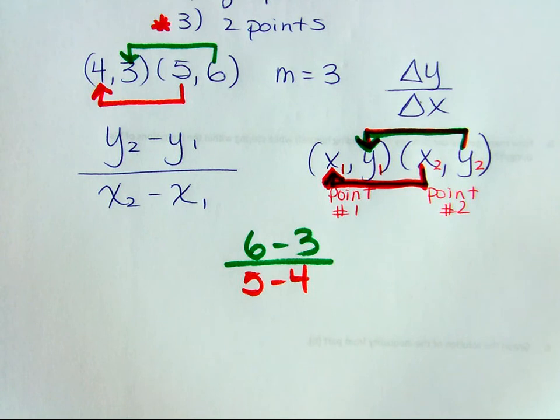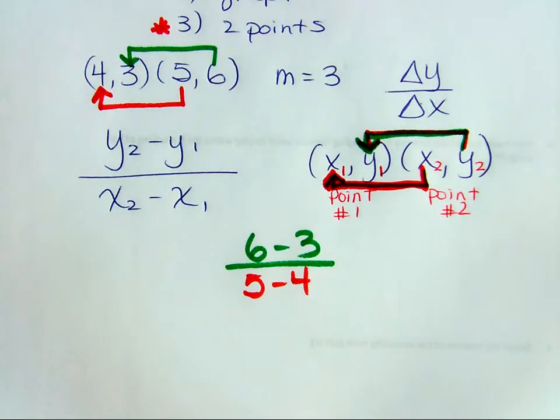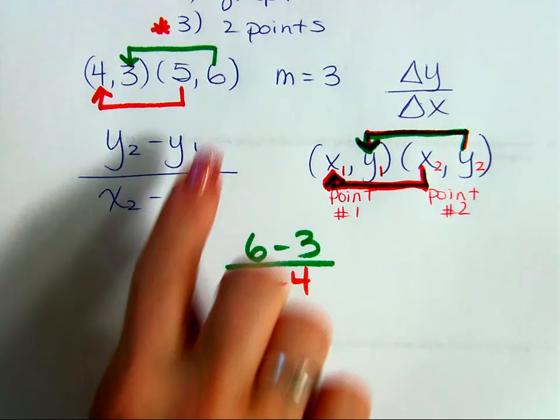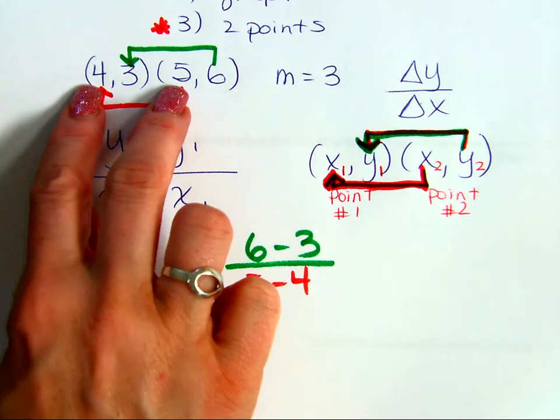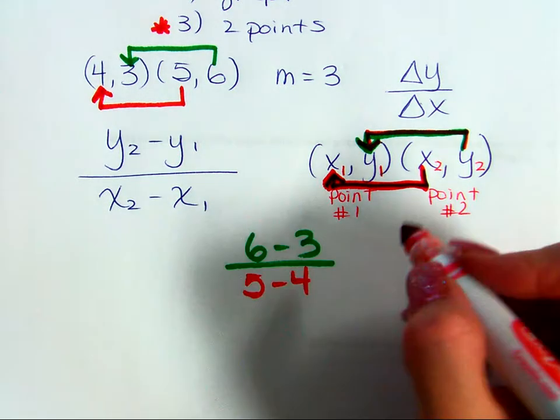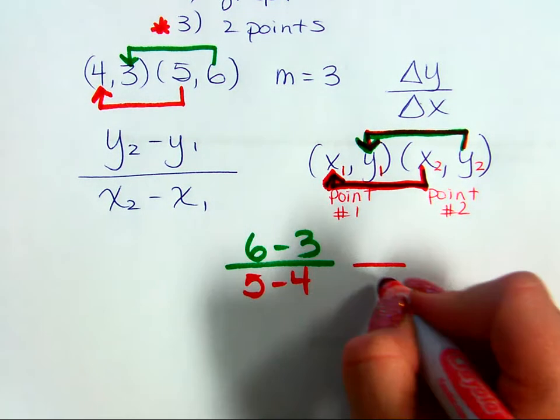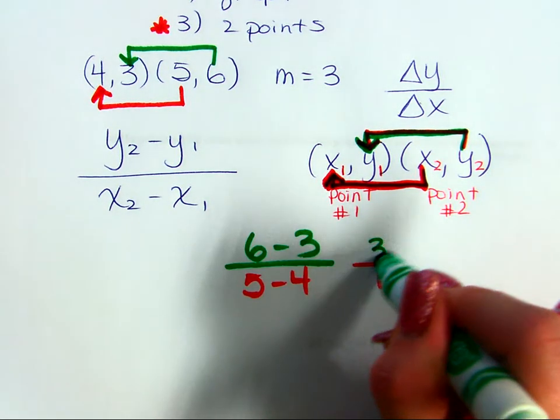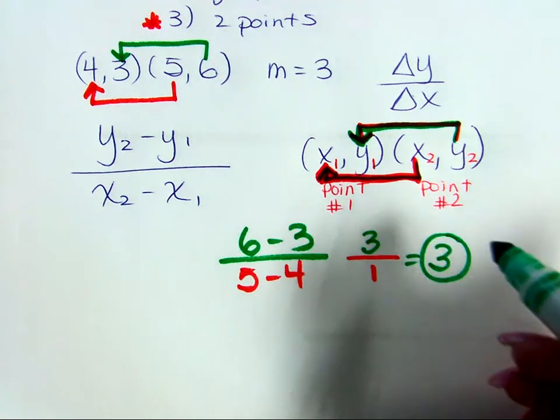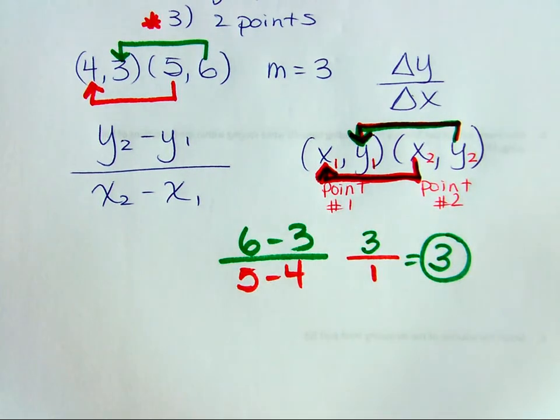Okay, are you okay with how I got these numbers into those spots? I did this y minus this y, this x minus this x, and 6 minus 3 is 3, and 5 minus 4 is 1, and what did we say the slope was from the graph? 3. So it matched, right? Good, because it should.